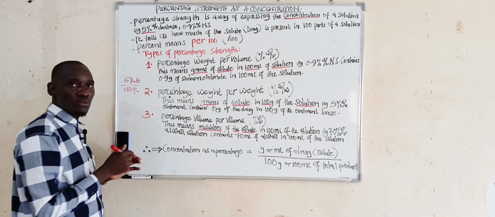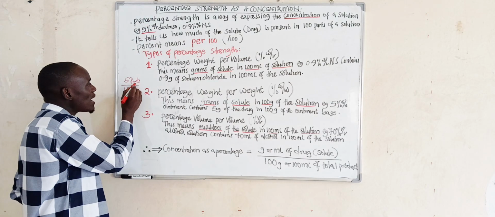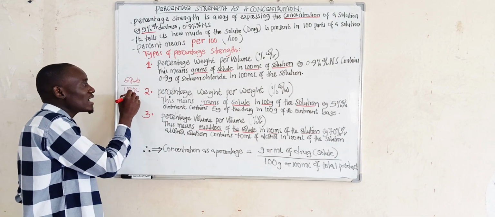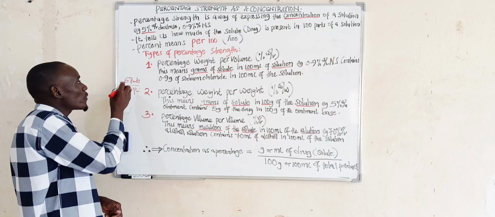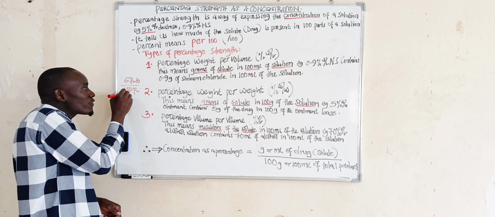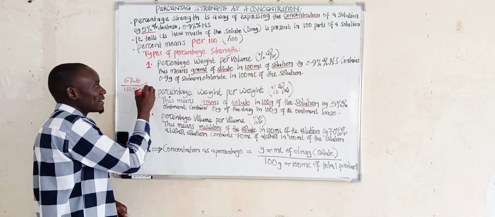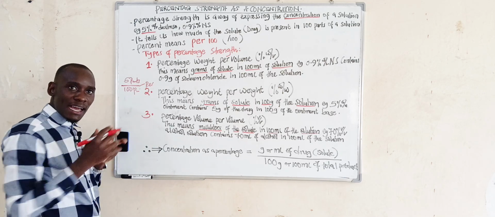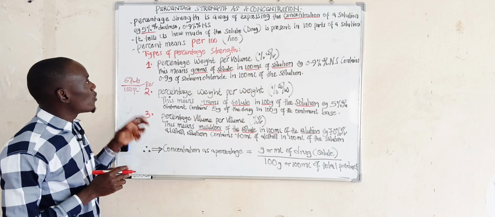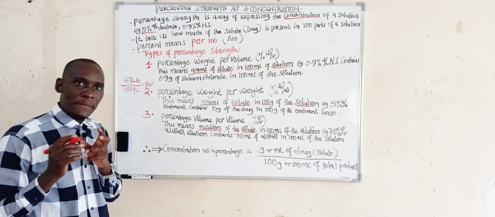5% weight in volume dextrose means 5 parts of dextrose in 100 ml. Meaning, we are saying 5 out of 100. So it is per 100. We have 3 types of percentage strength.